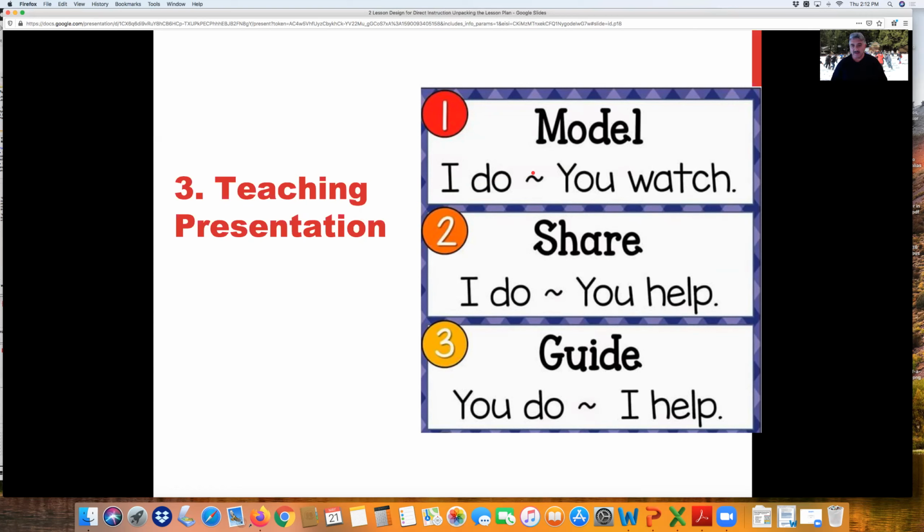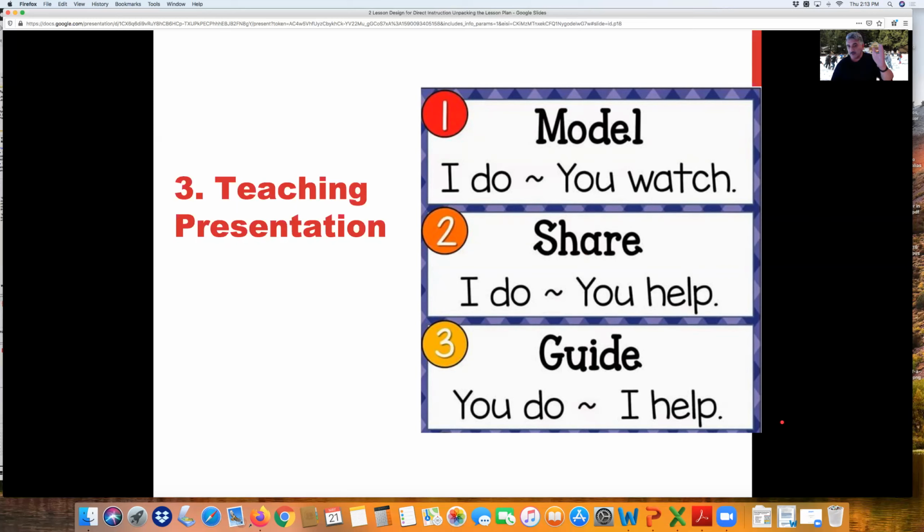Then I also did two shared practices. In that one, it's I do and you help. So you still have the pen, you're controlling it, but you're drawing the kids in to help you out in understanding the models, the worked examples that you have there. And then the third part is what we call the guided practice, where you hand the pen over to the students. You do it now, and now I'm going to help you. A very important step.